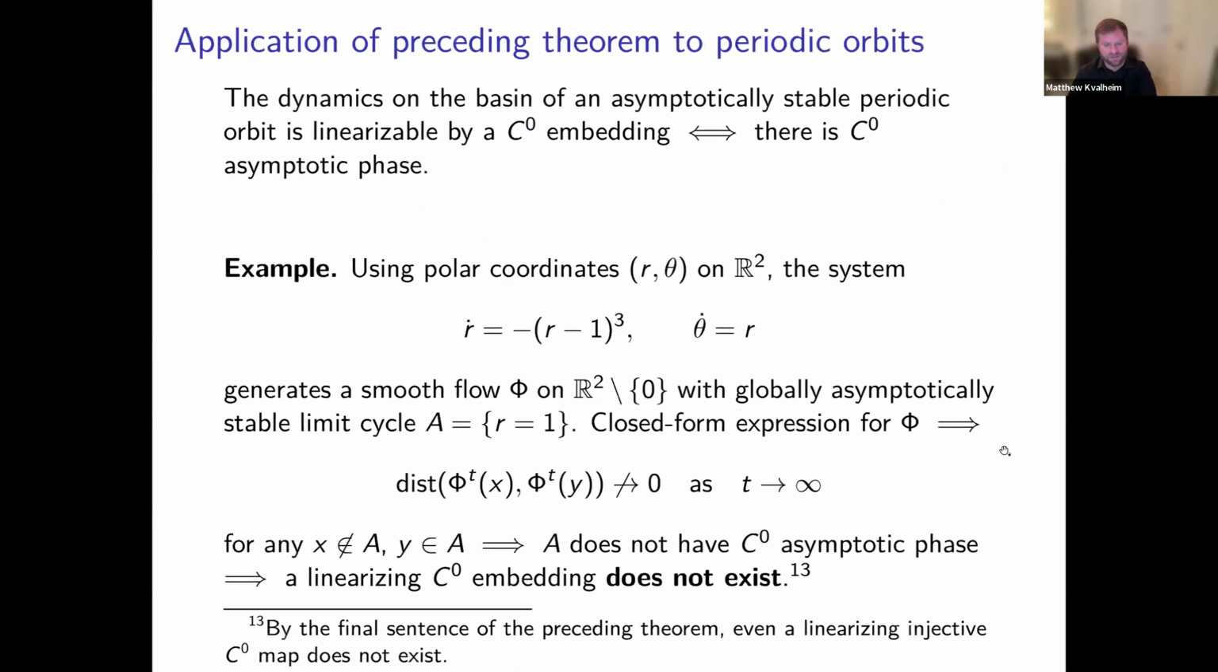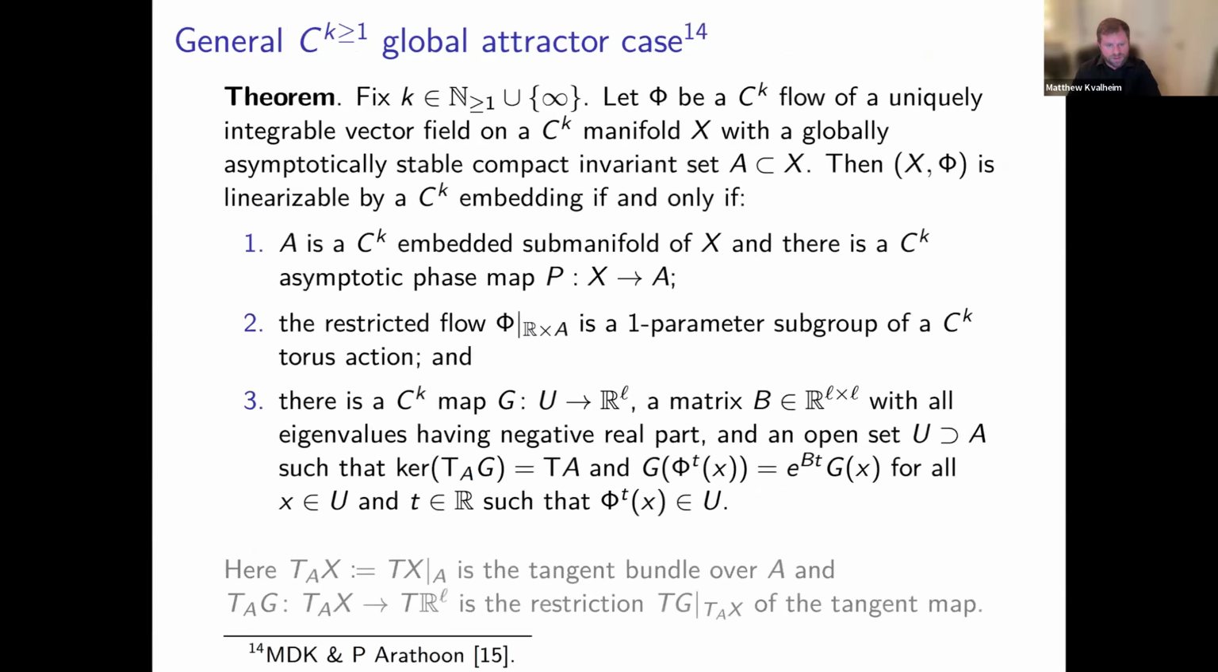So I think I might be out of time. Maybe I'll just skip the CK case and say that the dynamics on the basin of any asymptotically stable periodic orbit is linearizable by a C0 embedding if and only if there's C0 asymptotic phase, whether or not the periodic orbit's hyperbolic, and this is just a consequence of the preceding result. So I'll skip the CK case.